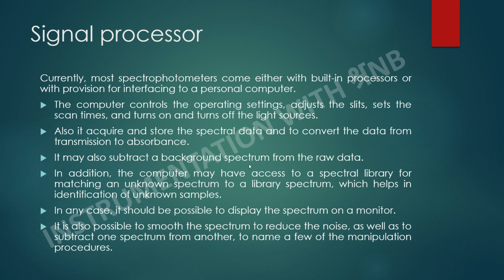It may also subtract a background spectrum from the raw data. Background spectrum means without putting the analyte into it, a blank you can say. In addition, the computer may have access to a spectral library from which we can compare the spectra of unknown samples with the standards. It also smooths the spectra to reduce the noise as well as to subtract one spectrum from another.